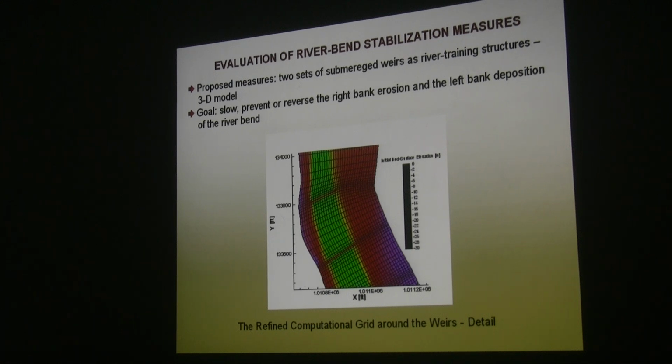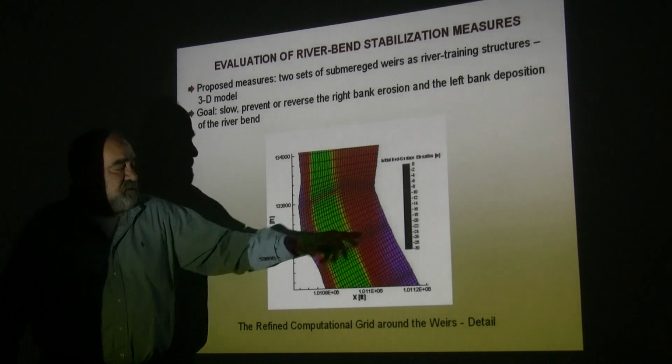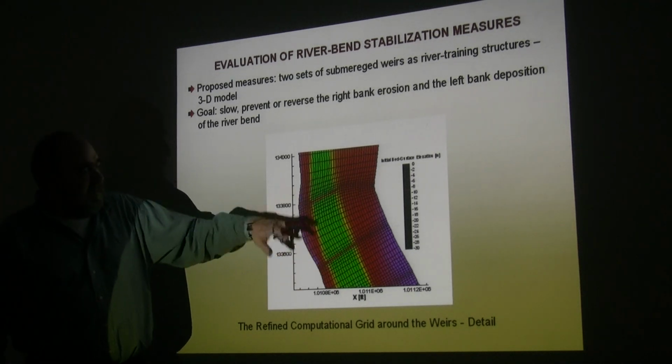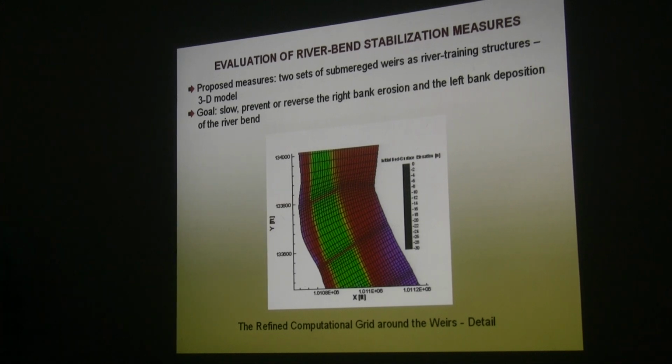The goal of those measures was to either stop the process that's found there, eroding one side of the river, the outer bend, and depositing on the inner side. If we can stop it or reverse the process with our structures, we put the structures, you can see, since those are submerged weirs, we put our grid cells around those structures.